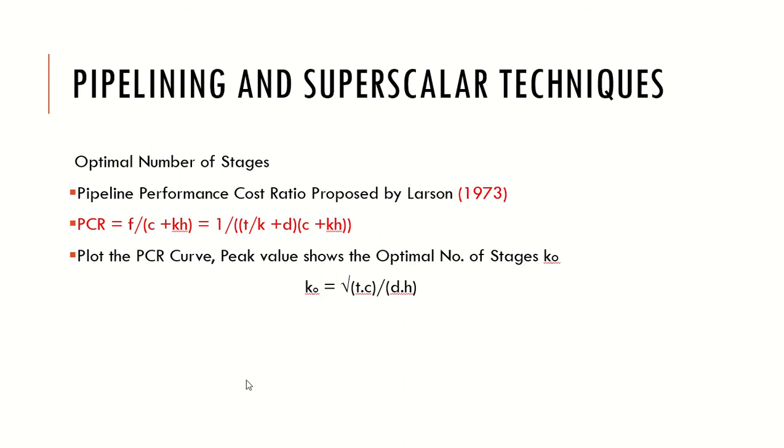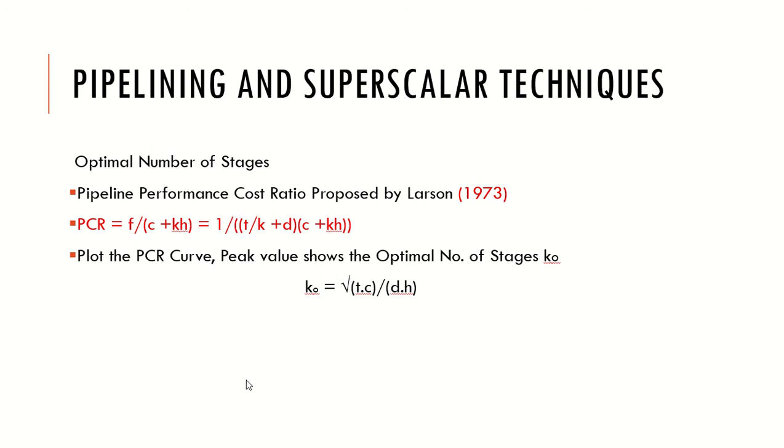When you talk about PCR, as the name says, it is performance divided by cost. So what is performance? Performance is F. So F divided by cost, which is C plus KH, gives you PCR. You can expand F and get the expression as 1 divided by (T divided by K plus D) into (C plus KH). Using this expression, you can plot the PCR curve, and the peak value that you see in the curve stands for the optimal number of stages.